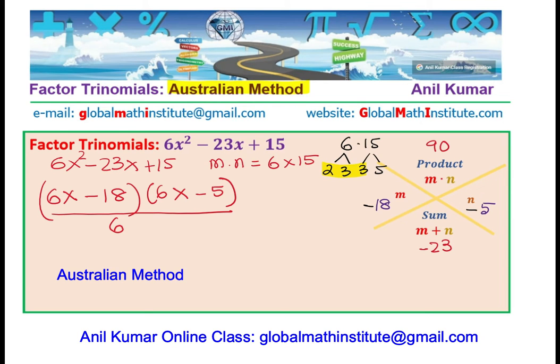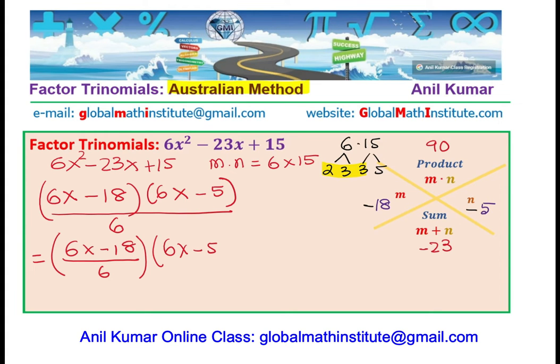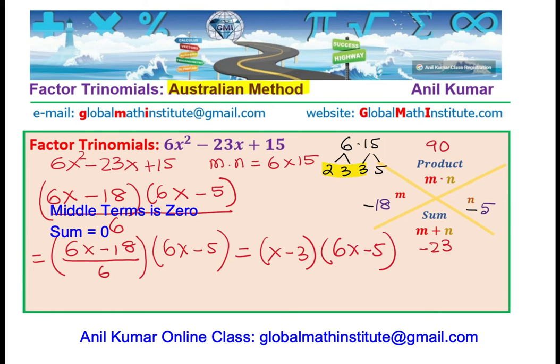Now if you divide and simplify, you can see that the first term can be divided by 6, right? So let me show you clearly how we are doing it. So in the first term, which is 6x minus 18, I can divide both by 6, right? The second term will keep as such, right? So this is an additional step which I am just showing you to make things more clear. 6x divided by 6 is only x and minus 18 divided by 6 is minus 3. That becomes the first factor, the second being 6x minus 5. Makes sense? So that is how the Australian method is used. Perfect.